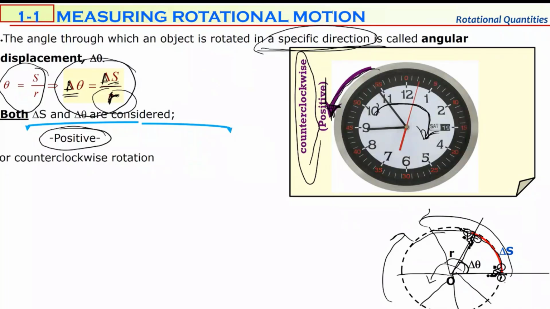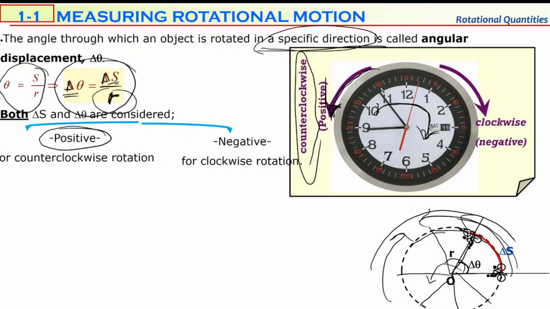If the object is this bicycle and it's turning counterclockwise, its angular displacement and its arc length will be written as positive. But if it is turning clockwise like this, in this case you are going to write both delta s and delta theta as negative. So clockwise rotation or clockwise revolution will be written as negative, but counterclockwise rotation or revolution will be written as positive. That's why angular displacement has positive numbers, and sometimes can also have negative numbers. Now when we are solving the problems, you will see how we use them.